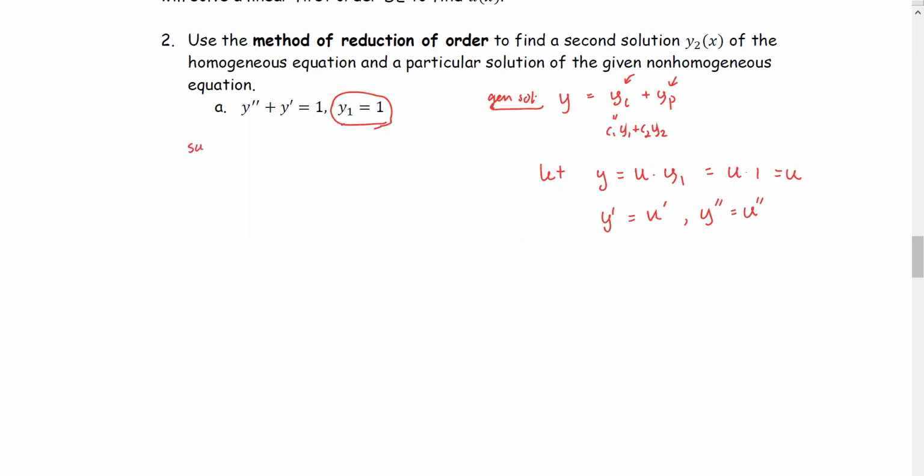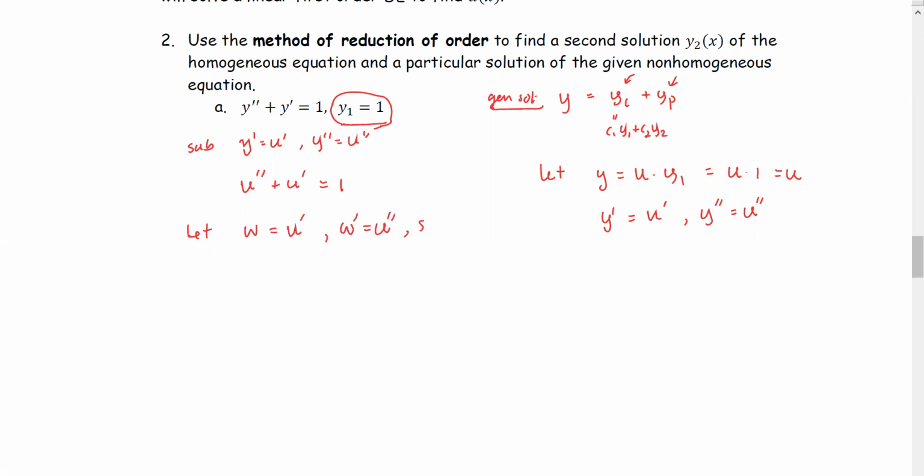Now we are going to substitute y prime equals u prime and y double prime equals u double prime into the original differential equation to get u double prime plus u prime equals 1. And next, we let w, which is another function, equal u prime. Therefore, w prime is u double prime.